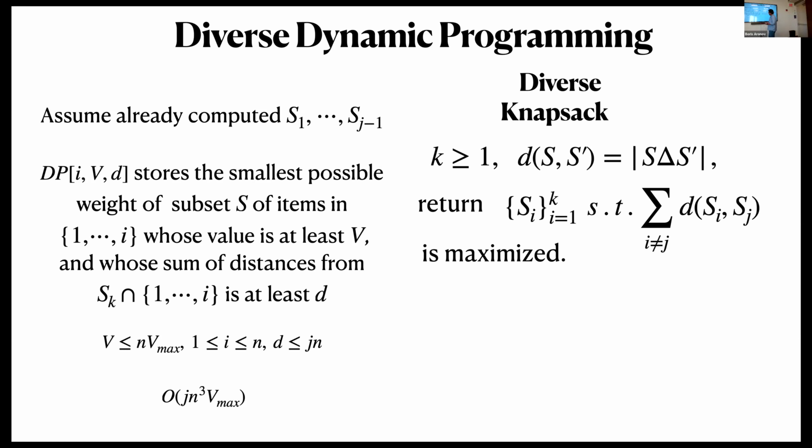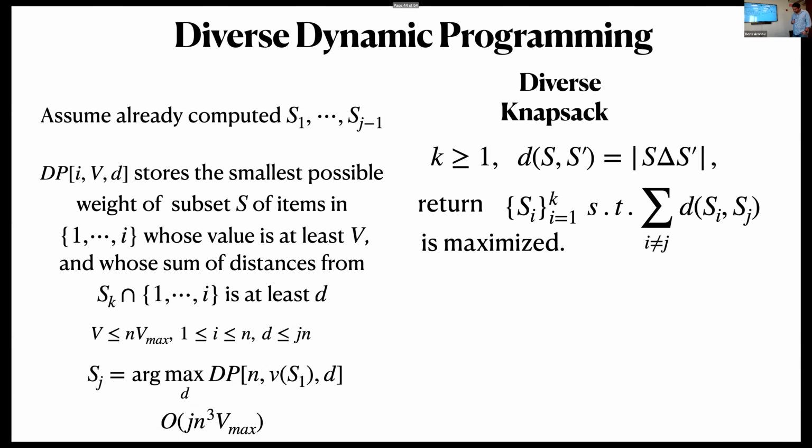And now the running time, because I have an extra dimension, I get an extra n. And if I'm in the jth iteration, I get an extra j, but it's all polynomial. So for now, we don't care.